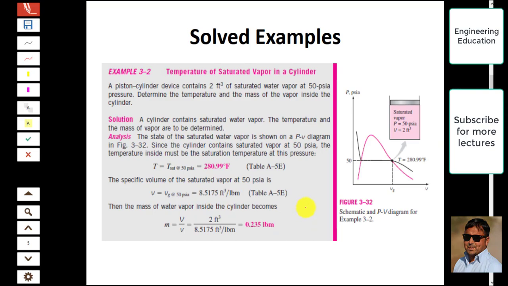Similarly, solving example 3.2, the temperature of saturated vapor in a cylinder, we have to find the temperature of the saturated vapor in this example. A piston cylinder device contains 2 cubic feet of saturated water vapor at 50 psi. The new unit here is psi, pressure. Determine the temperature and the mass of the vapor inside the cylinder.